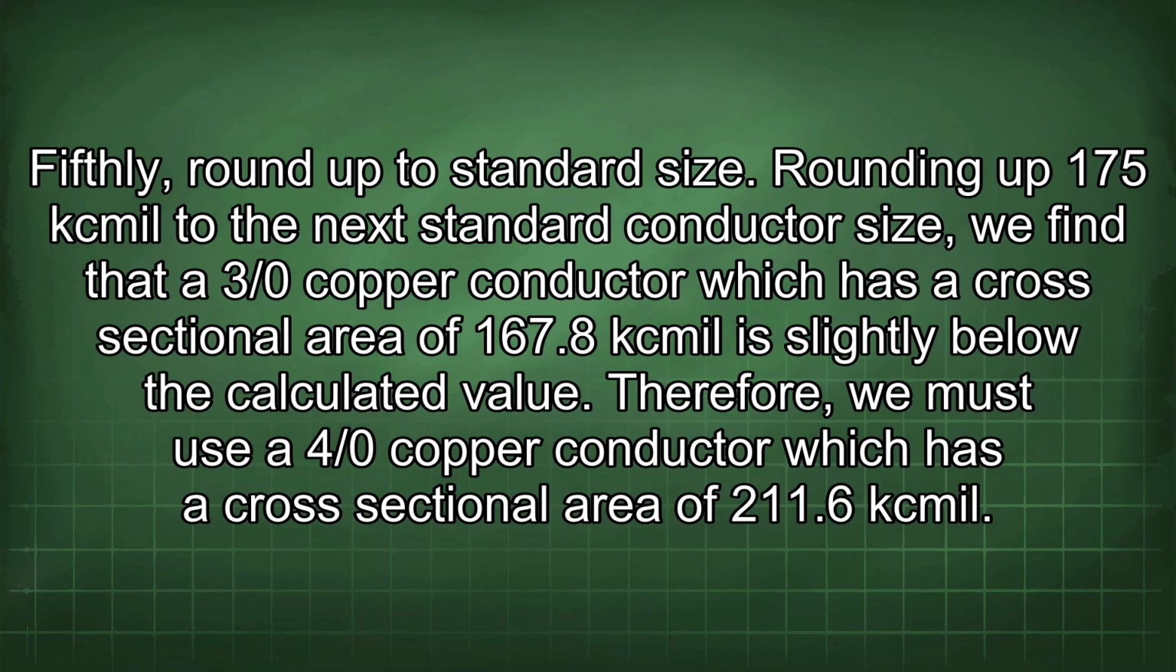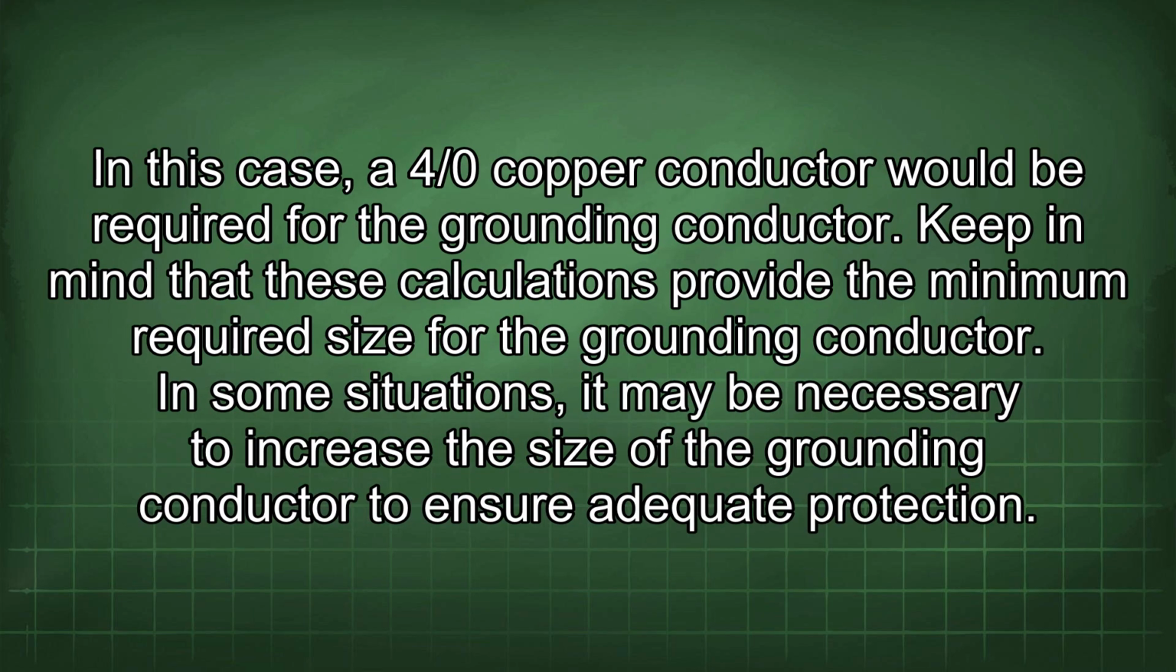Rounding up 175 kcmil to the next standard conductor size, we find that a 3/0 copper conductor, which has a cross-sectional area of 167.8 kcmil, is slightly below the calculated value. Therefore, we must use a 4/0 copper conductor, which has a cross-sectional area of 211.6 kcmil. In this case, a 4/0 copper conductor would be required for the grounding conductor.